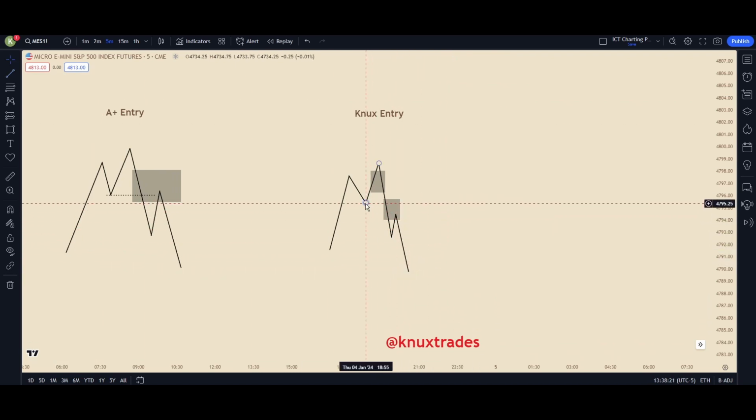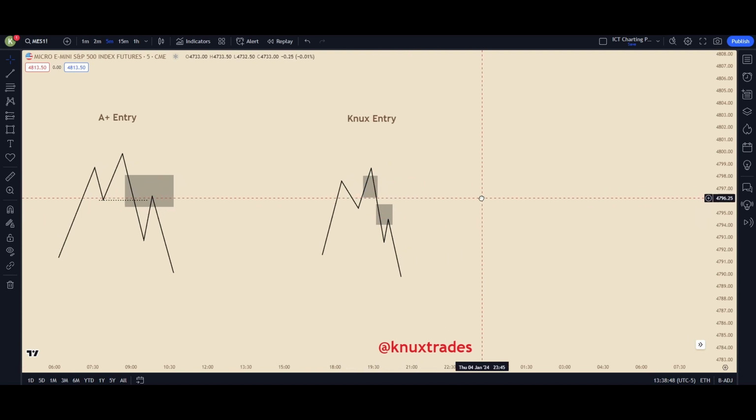So in this example, we actually do have a market structure shift as well, but we don't necessarily need a market structure shift right here. This could be just equal lows, or it could be a candle instead of a wick, right? So we don't need the market structure shift right here. We're just looking at a close below a fair value gap in the opposite direction that we want to go. So since we're trying to short, we're looking for a close below a bullish fair value gap, and then a bearish fair value gap formed after that close, which happens right here.